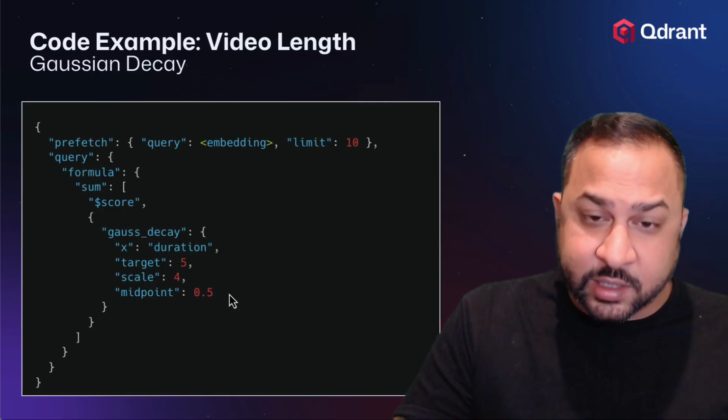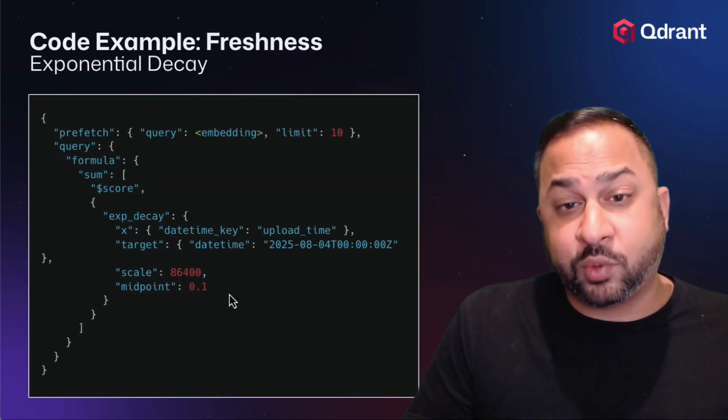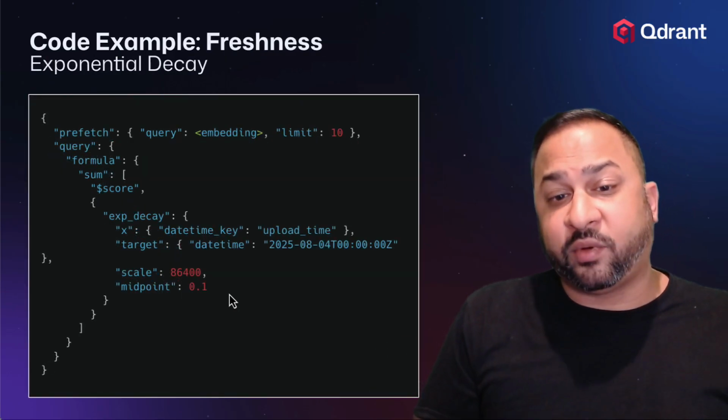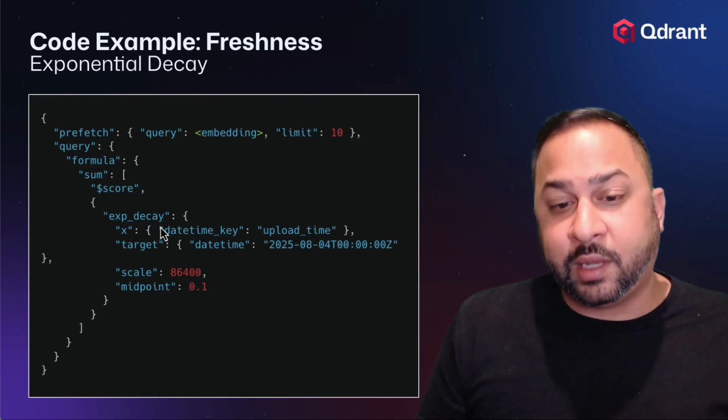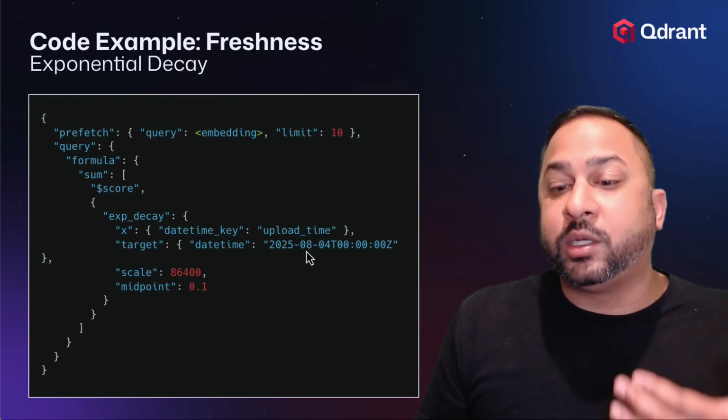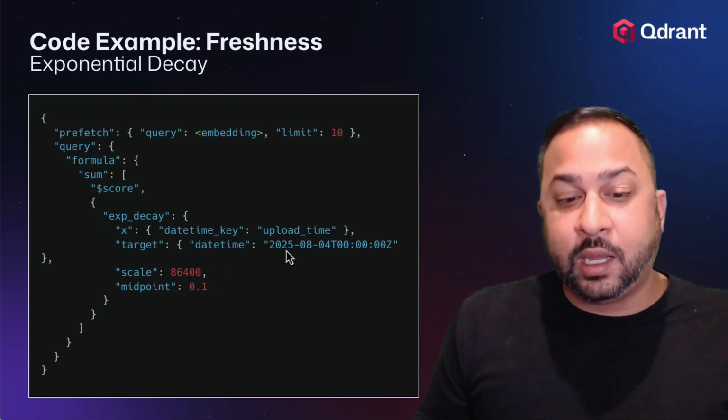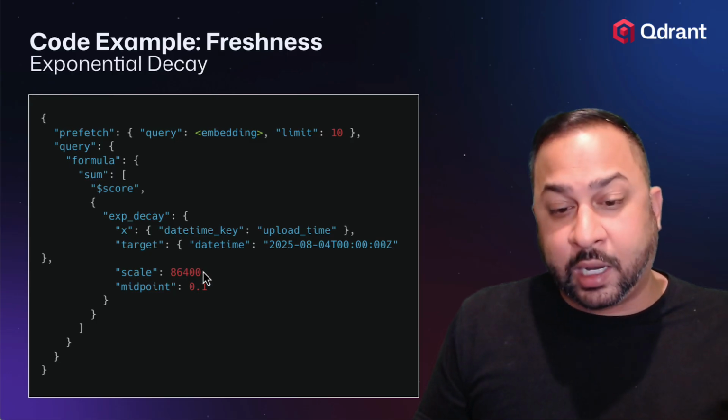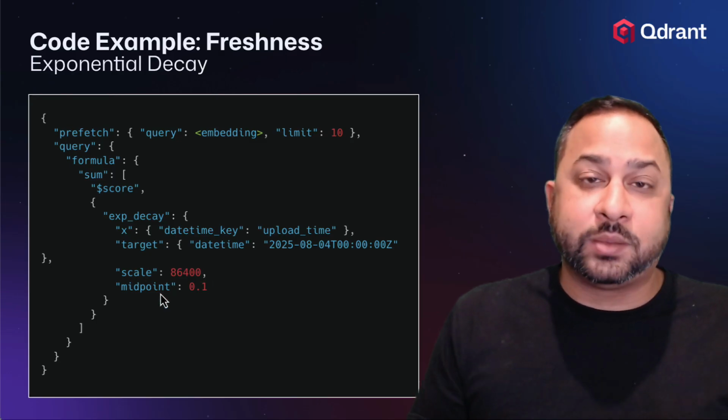An example of these types of decays with the exponential decay, and this is used for freshness, you're seeing the same type of thing, but here we're using exponential decay. We're using a date time value as the target, and the scale is 86,400, and the midpoint is 0.1.